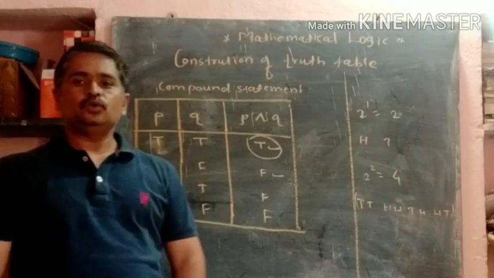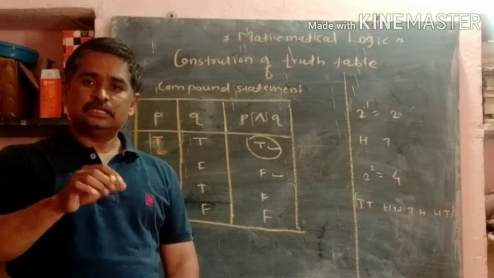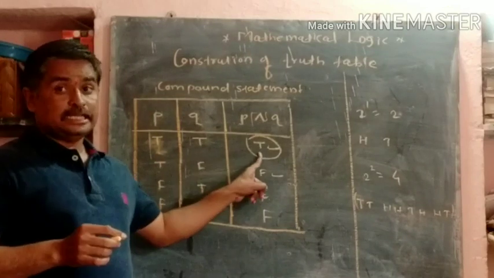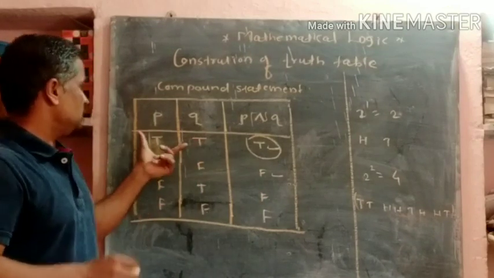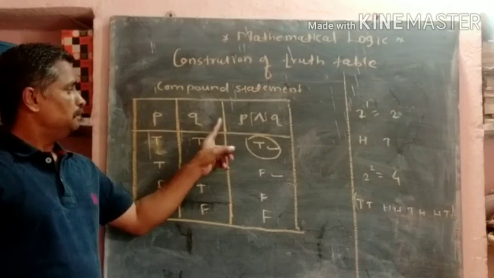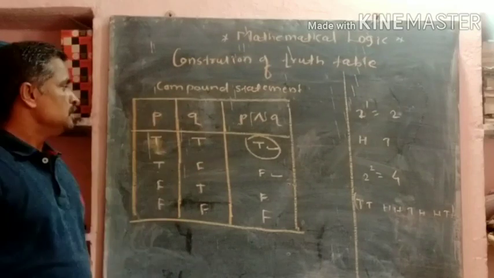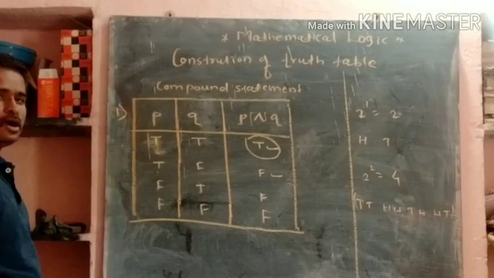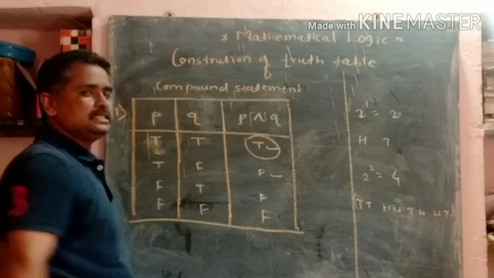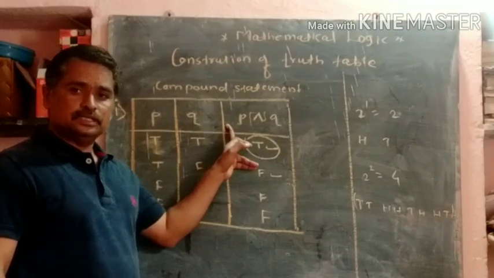That is how to remember this: in a logical statement, if we use the conjunction operation, then the truth value is T only if both statements have truth value T. That is, P conjunction Q is T if P is T and Q is T. So this is the first operation of a logical statement to construct a truth table.